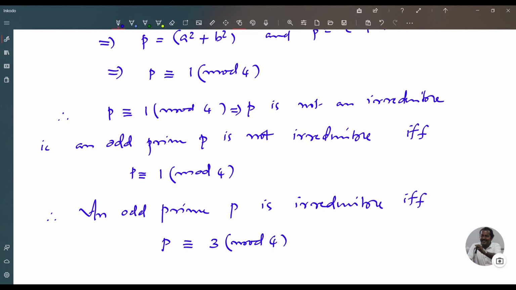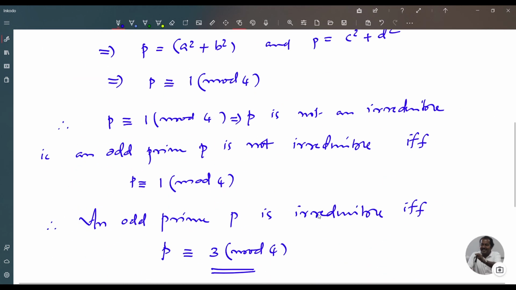So what we have obtained is that an odd prime p has only two chances. Either p is congruent to 1 mod 4 or p is congruent to 3 mod 4. If p is congruent to 1 mod 4, it is not irreducible. That is, p is not irreducible if and only if p is congruent to 1 mod 4. Therefore, p is irreducible if and only if p is congruent to 3 mod 4 in Z[i].